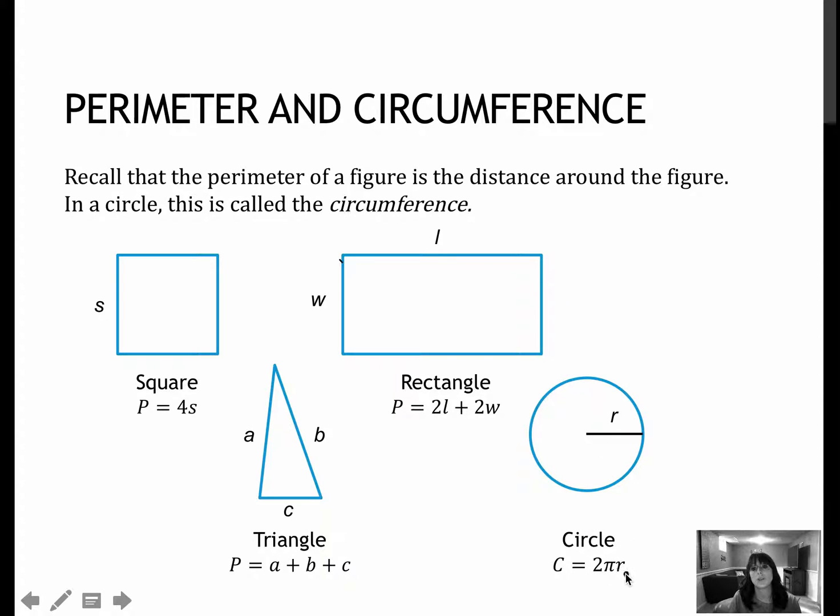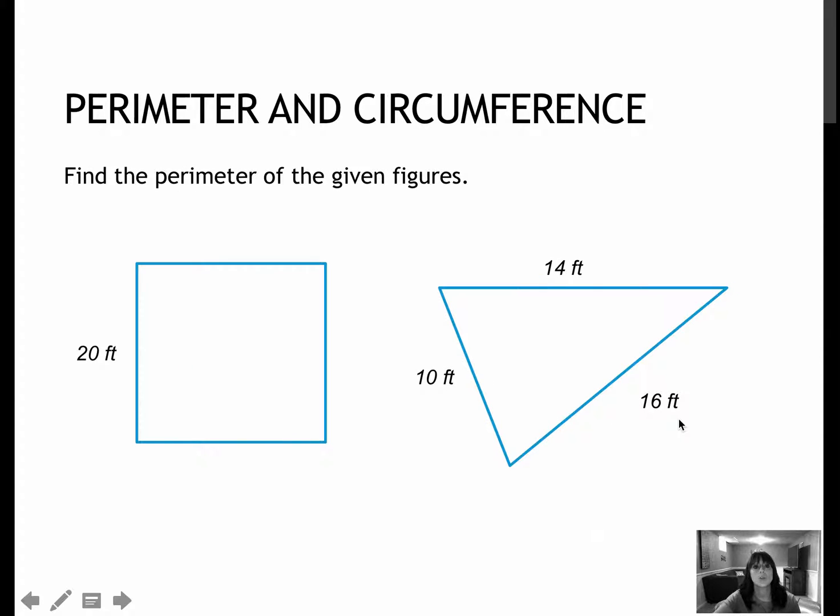And the circle has a circumference, and it is 2 pi r, and remember for pi we use 3.14 or sometimes 22/7 to represent pi. So we're going to find the perimeter of these given figures.